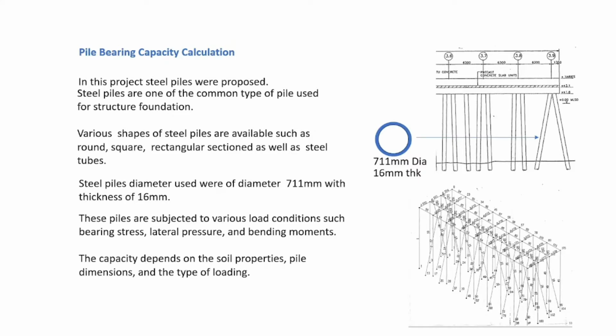In this project, steel piles were proposed. Steel piles are one of the common types of pile used for structure foundation. Various shapes of steel piles are available, such as round, square, rectangular sections, as well as steel tubes. The steel pile diameter used for this project was 711 mm with a thickness of 16 mm.